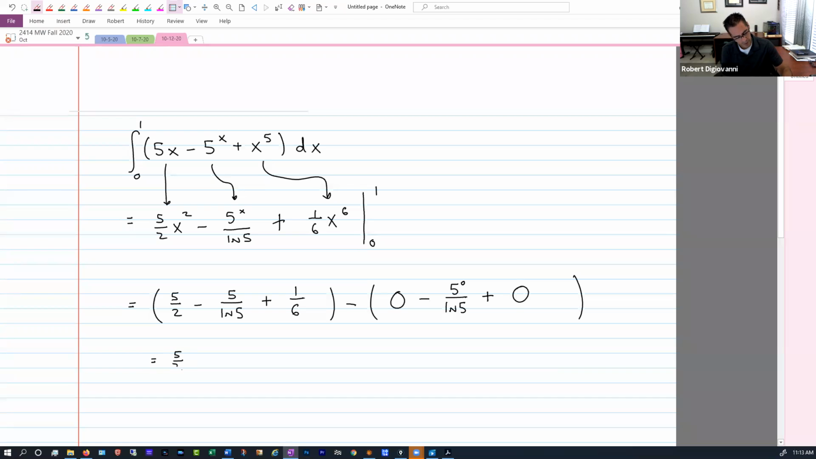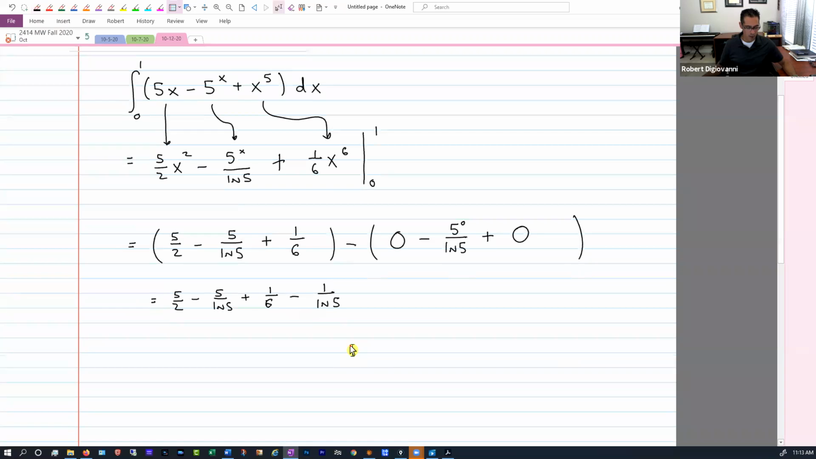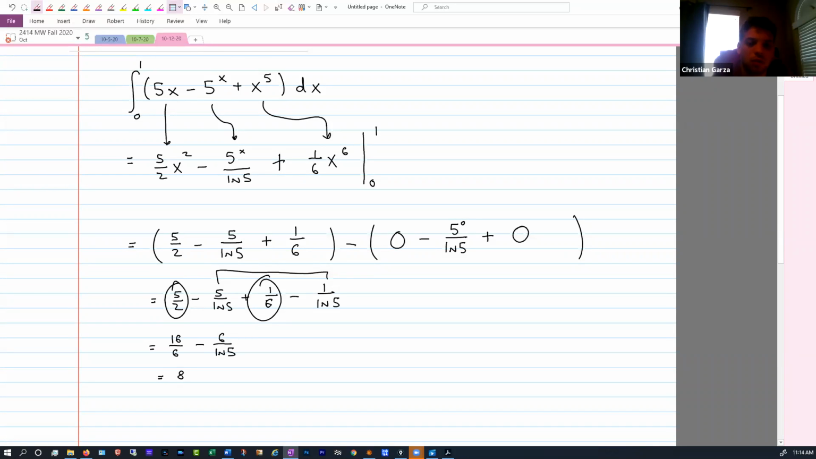So 5/2 minus 5 over natural log 5 plus 1/6 minus 1 over natural log 5. And I could put these two together because they both have the same denominator. I'm also going to join these together, so I get a common denominator there. Let me see, what do I get there? 15, so I think I get 16 over 6. Is that right? Minus 6 over natural log 5. I can reduce that to be 8/3.